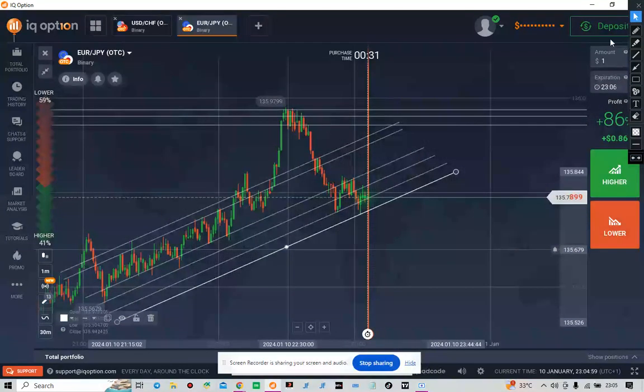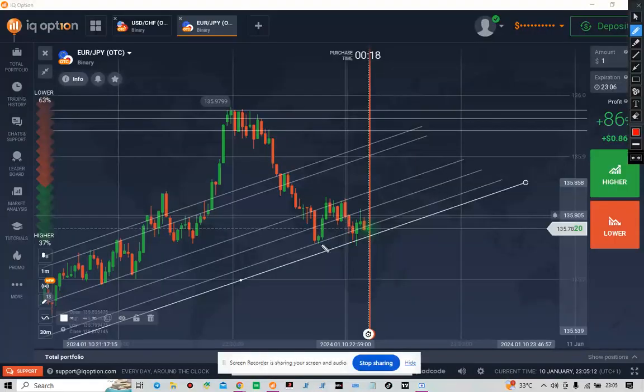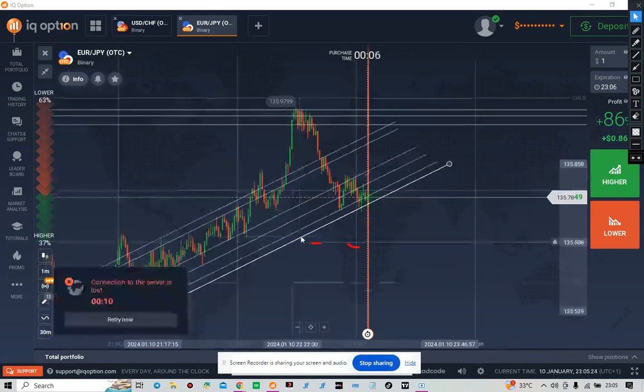You can see that I keep on drawing new trend lines based on the movement of price. First we have this low, second we have this low. So that is how I keep on drawing the trend line. I'm going to draw this low perfectly.